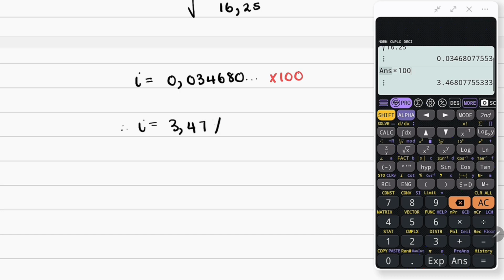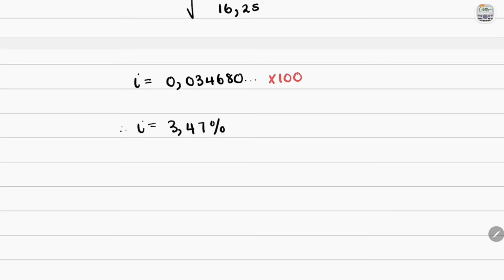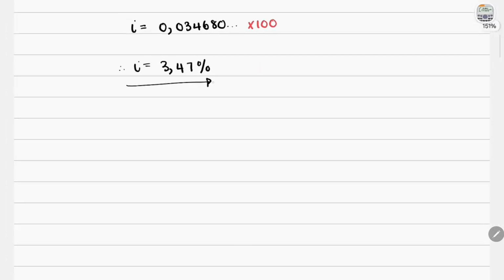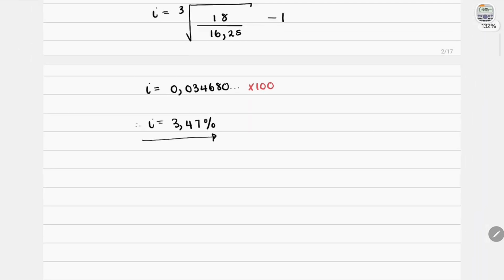So 3.47%. That is the inflation rate. And that is it for that question. Moving on to the next question.